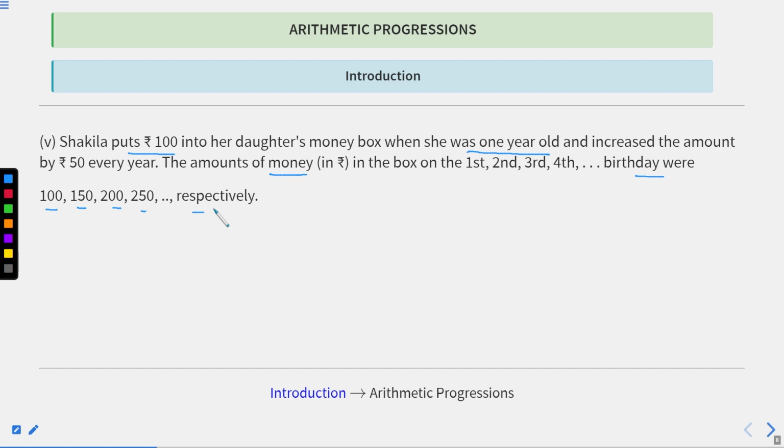When Sakila's daughter was 3 years old, Sakila puts 200 rupees into her daughter's money box, and so on respectively. So the amounts of money in the box on the first, second, third, fourth, and so on birthdays were 100, 150, 200, 250, and so on respectively.